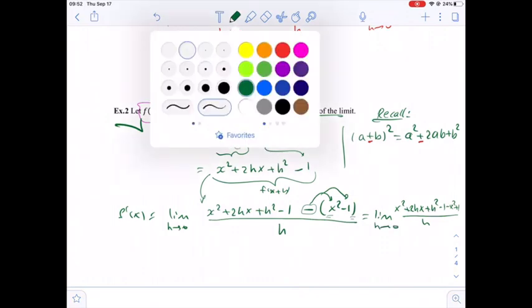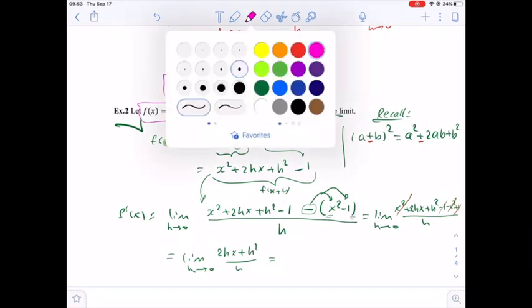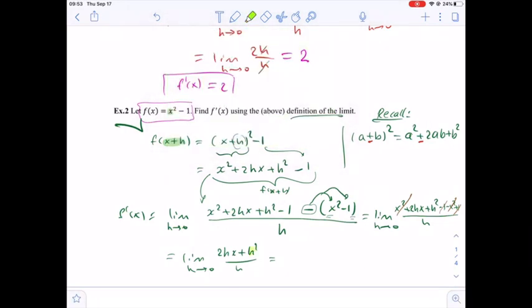h goes to 0. And then we simplify this expression. We have x squared minus x squared is 0. Negative 1 plus 1 is 0. So this is the limit of 2hx plus h squared over h, as h goes to 0. And as you can see, we have h common here. So we have h here, and h in the denominator. So we can take h as a common factor from the numerator, and we are left with h times (2x plus h) all over h, h goes to 0.